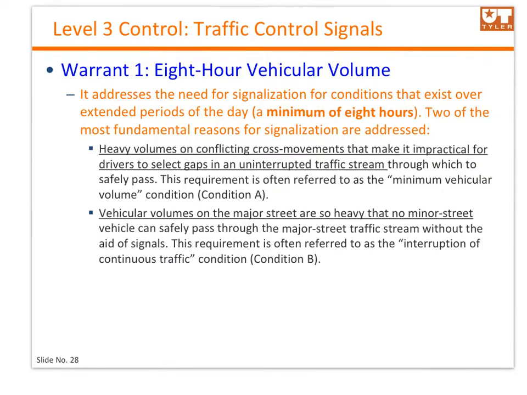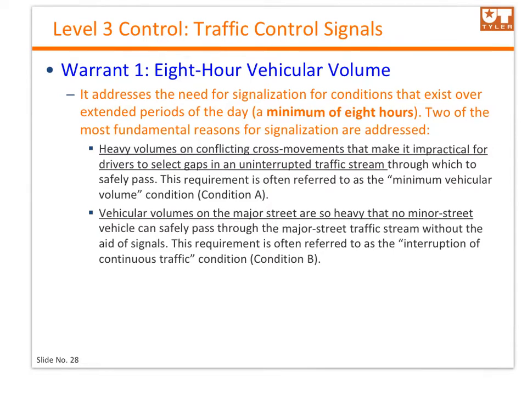So warrant 1 has to do with the 8-hour vehicular volume. It tries to address the need for signalization for conditions that exist over an extended period of the day, and that extended period is a minimum of 8 hours. 2 of the most fundamental reasons for signalizing have to be addressed under this warrant.